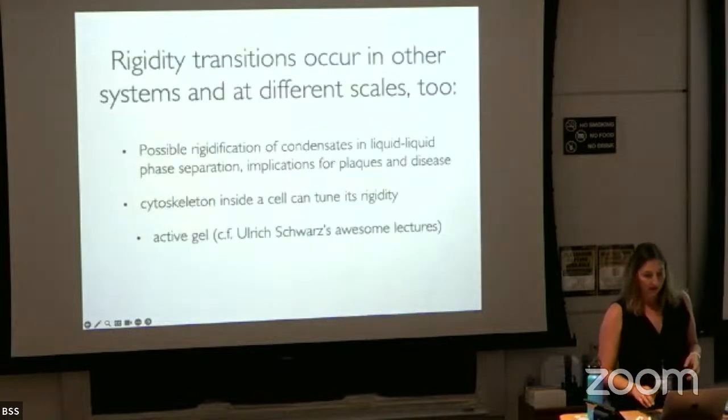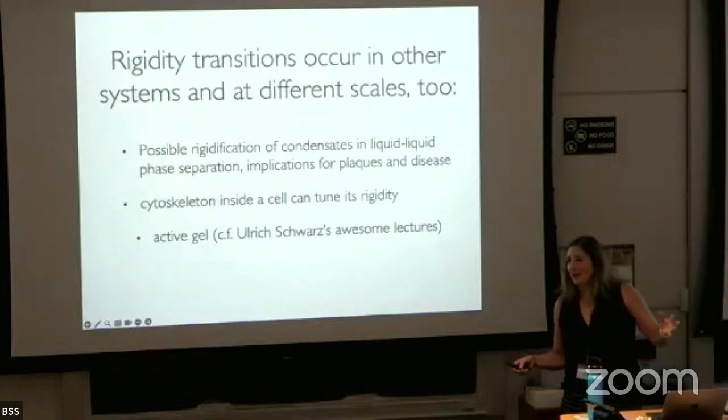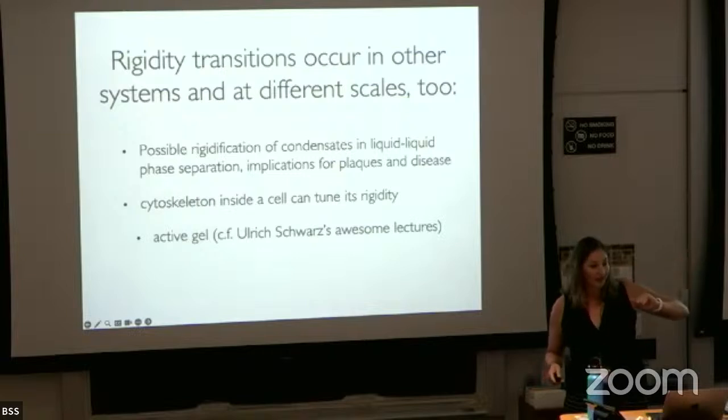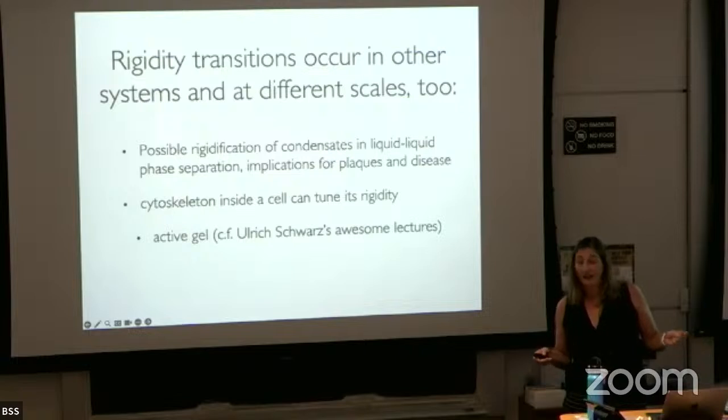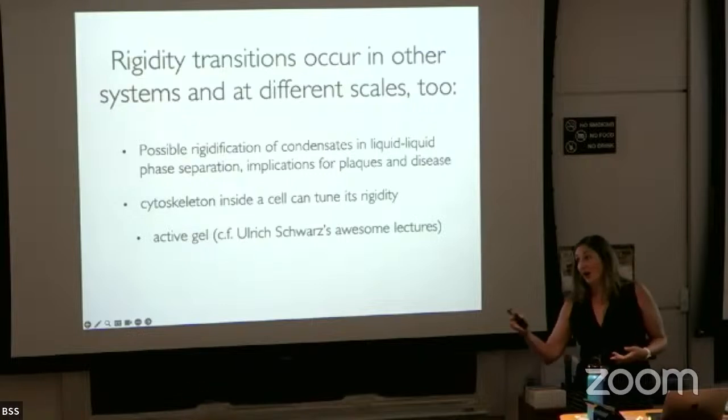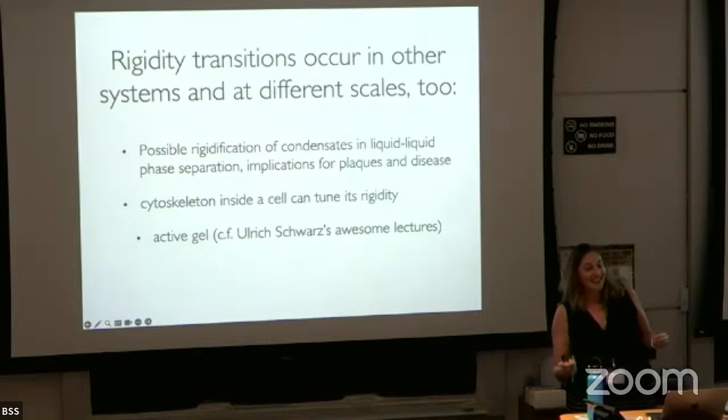Okay. I just want to say a few more words in case you're interested in other systems other than tissues, because those were two tissue scale things. Of course, rigidification has been shown to happen in liquid-liquid phase separated droplets, and it's been implicated in disease states for those systems. We heard a little bit, and I think we'll probably hear more, that a cytoskeleton inside a cell can tune its rigidity, and there's a limit in which it can behave like an active gel, and so we'll hear more about that from Professor Schwartz.